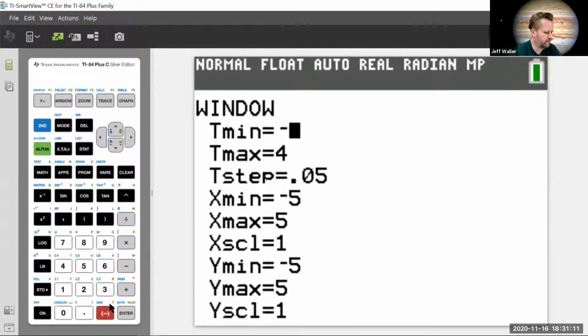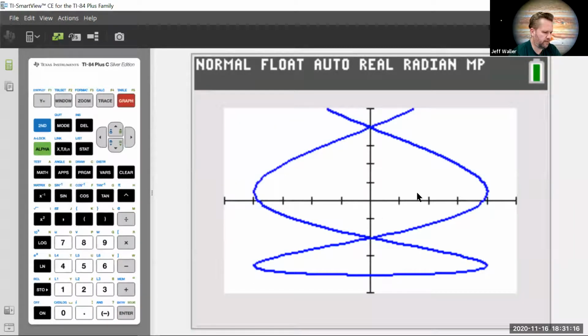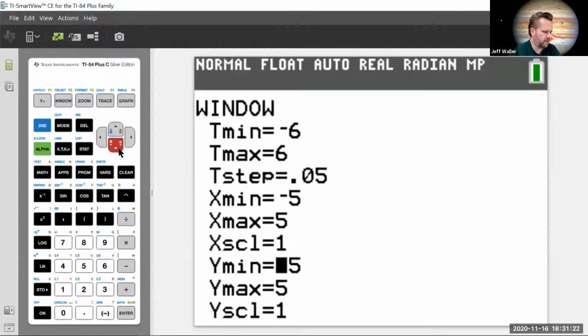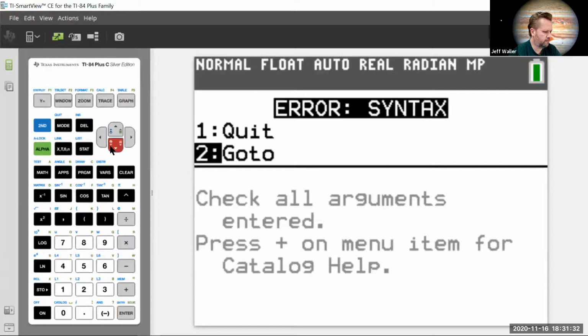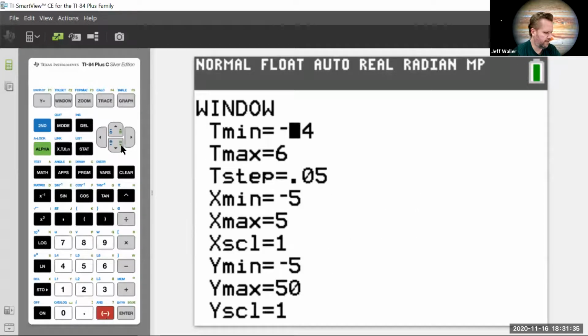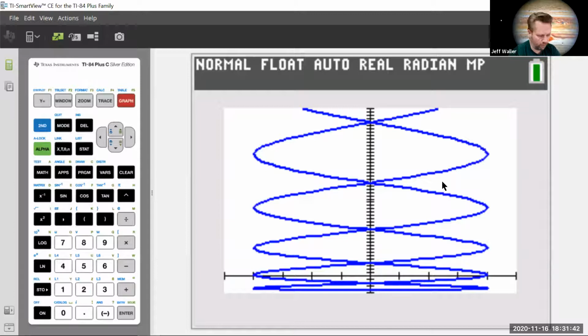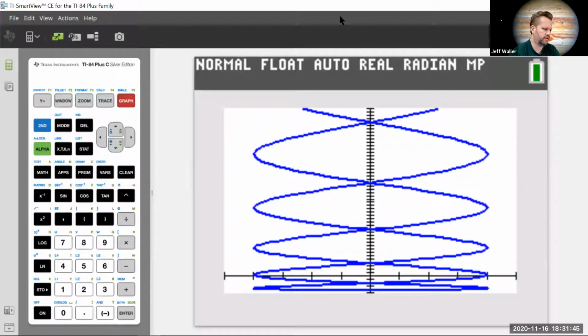What if I make this go from -6 to 6? What happens if I make my boundaries bigger? Look what it does. It looks like it's going to continue. Let me make my window. Let me make my Y max go up to 50. And let's make T go from -14 to 14. There it is. It just keeps doing that same thing. Look at that. Isn't that cool? All right, that's enough. I'm sorry.